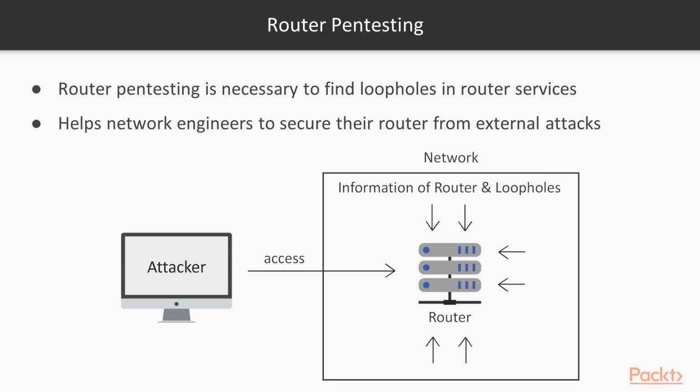It helps network engineers to secure their router from external attacks. For example, this is your network and this external attacker is trying to connect with your router and access your router services. So router pen testing is to secure your network by finding loopholes, because an attacker can exploit your router if it has vulnerabilities inside it. Let me show you the process.